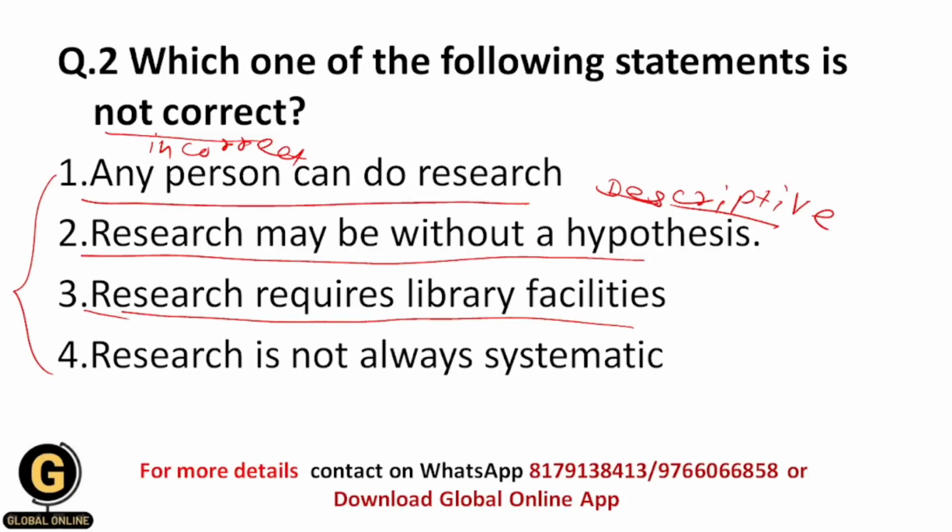The last one is research is not always systematic. We have seen in our first question that research is a systematic way of finding a solution to a problem, and that means research is always systematic. So this is the incorrect statement. The correct answer to this question will be answer 4.